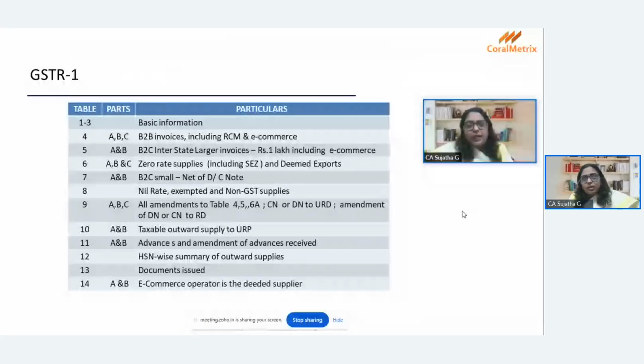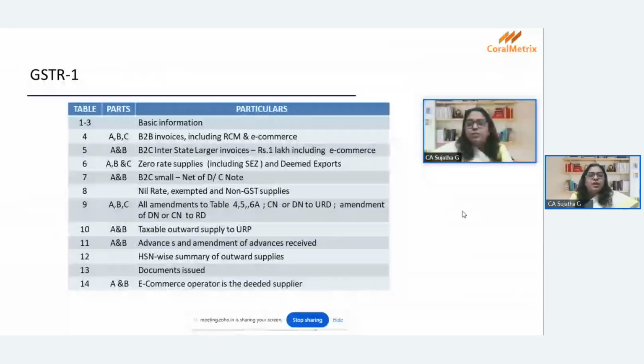So it can be through e-commerce or it can be through normal course of commerce or trade. Either way, that has to be reported in table 5. And table 6 is for any export sale or any SEZ sale or any kind of deemed sale. Those are to be reported in table 6.